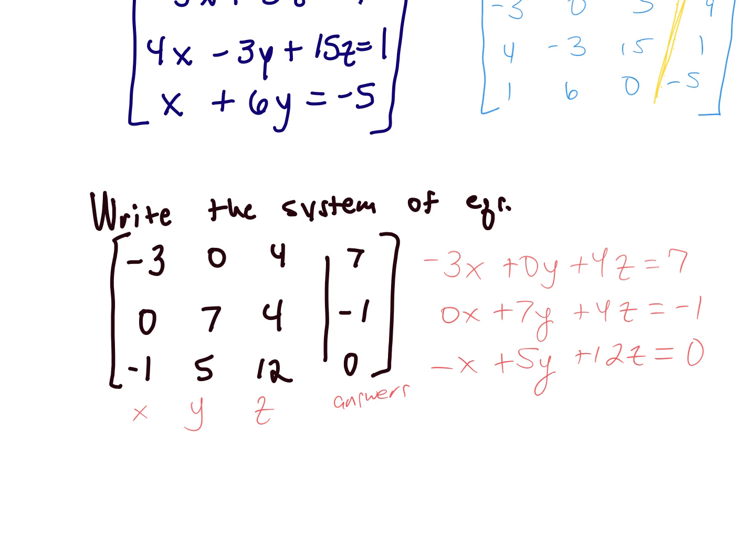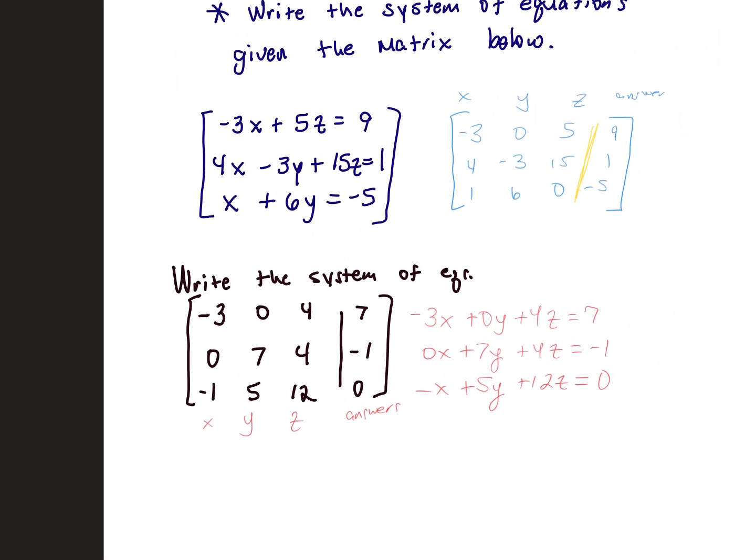You could just write, if you want, that first one as -3x plus 4z. You could write it to where there's a big gap, but there's nothing there. That's fine. I know some people like to have every little piece represented, which is totally cool. All right, does anybody have any questions about that first part?